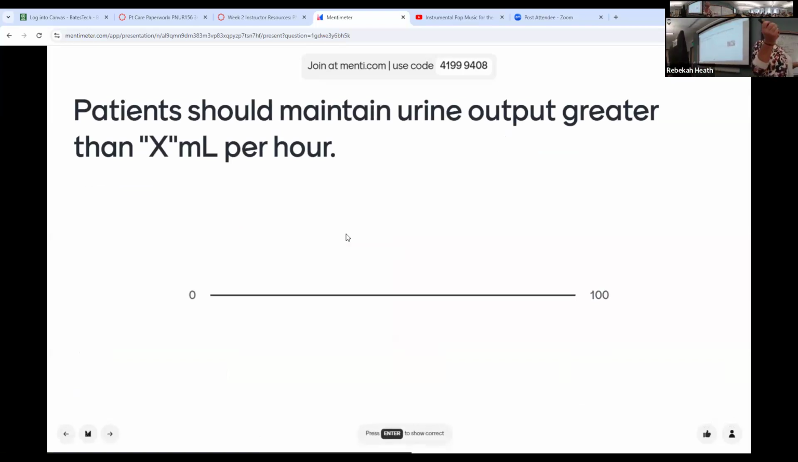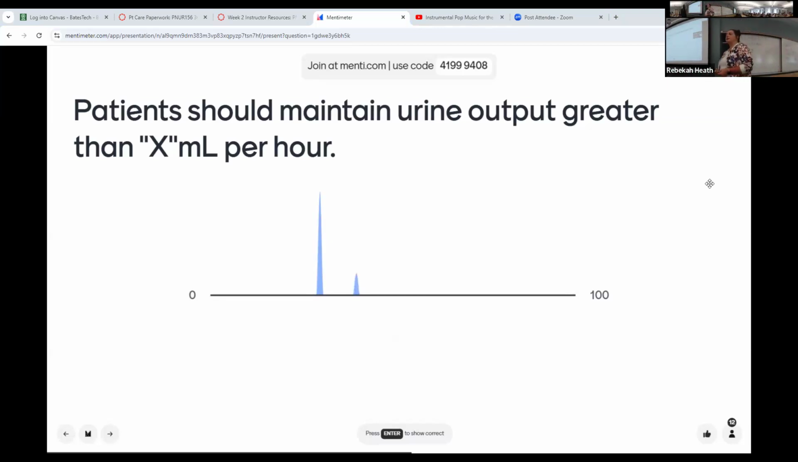All right. So when we talk about urine and our kidneys producing urine, what's the minimum amount of urine we want to see patients produce that would tell us that they have adequate kidney function? There's a number, it should let you enter a number on here. Does it let you guys? You just have to slide it over to the number that you think.